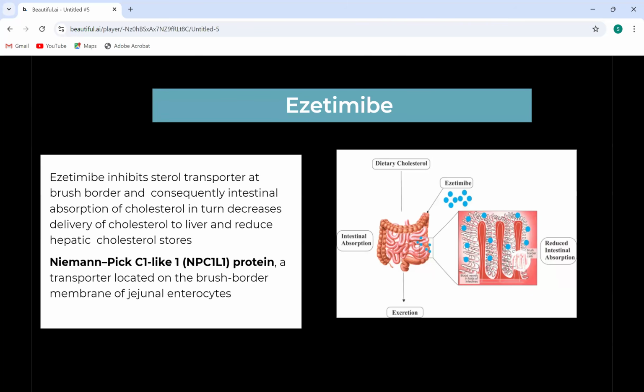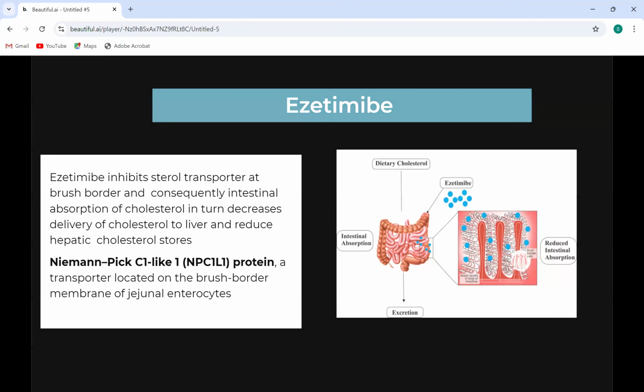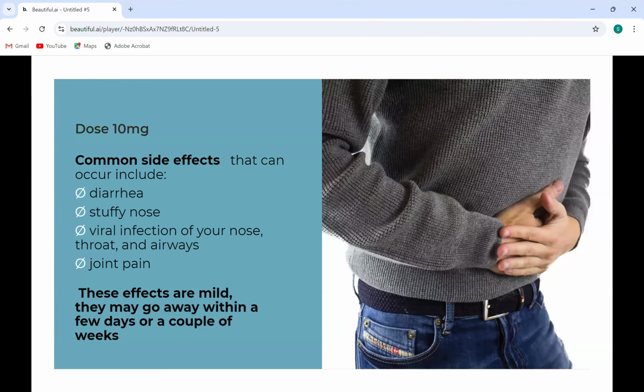What ezetimibe basically does is inhibit the sterol transporter at the brush border, and consequently reduce the intestinal absorption of cholesterol. Normally the dose is 10 milligrams. Common side effects would be diarrhea. Sometimes they can get a stuffy nose, or a feeling like a viral upper airway tract infection, more like allergic rhinitis, or a runny nose, but it's very rare. And rarely they can get joint pains. But most of these side effects are very mild, and they normally tend to wear off within a couple of weeks.